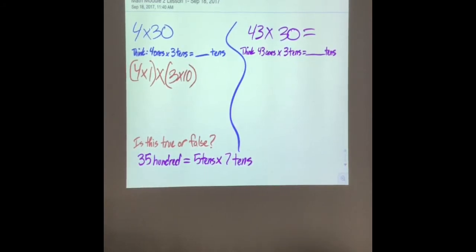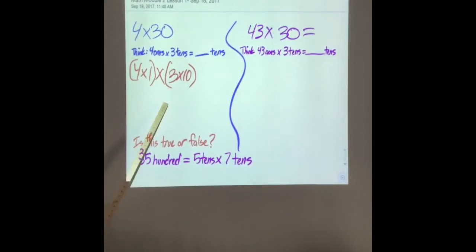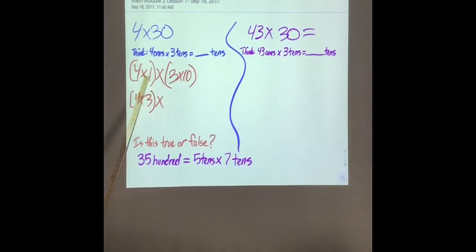Excellent. And what we're going to do is use our commutative property, and we're going to move some things around. So what would we want to move around here? Well, we can move the 4 and the 3 together, right? Those are easy to multiply. 4 times 3. And then we're going to move the 1 with the 10. Now that makes it a lot easier for us to work this problem, doesn't it?